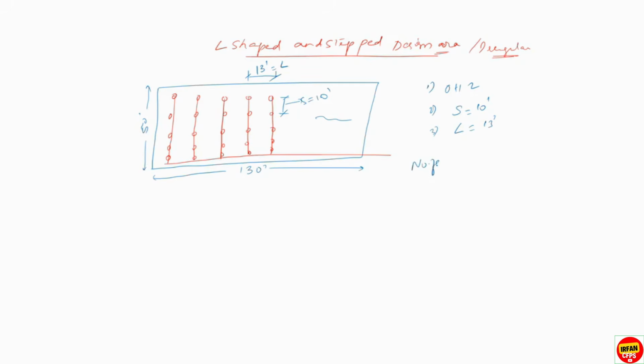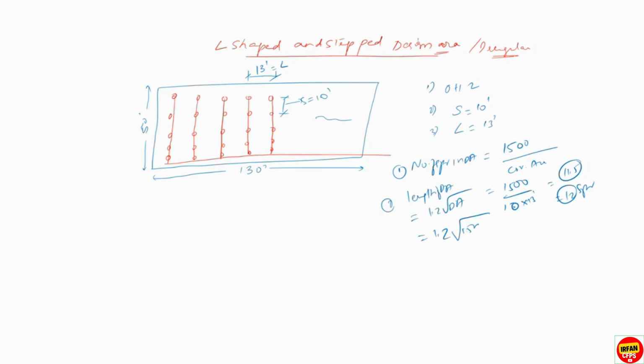You know the formula, number of sprinklers in the design area is equal to design area divided by coverage area of the sprinkler. So here coverage area is S into L. S will be 10 feet, 13 feet is the L. So we got 11.5 again. So 12 sprinklers we need. I am considering the similar examples so that you will easily understand the points. So length of the design area will be 1.2 root times of design area. So 1.2 root times of 1500, you got 46.47 feet.